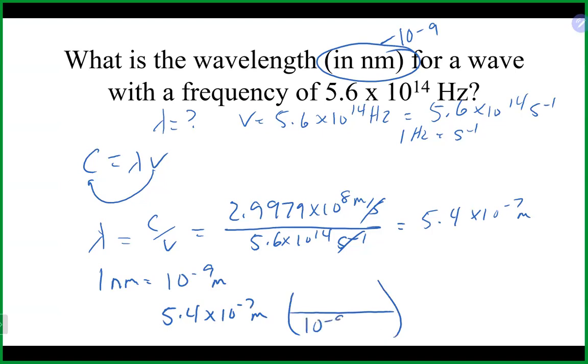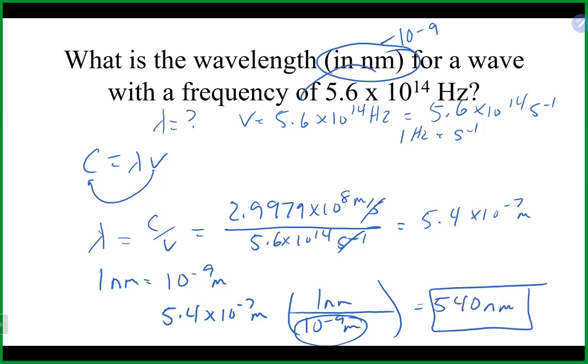We'll go 10 to the minus 9 meters on the bottom as 1 nanometer. A reminder, that's basically 1 times 10 to the minus 9, if you need to put in your calculator that way. So divided by 10 to the minus 9 gets us something like 540 nanometers to sig figs based off of that number right about there. Any questions on that particular one there?